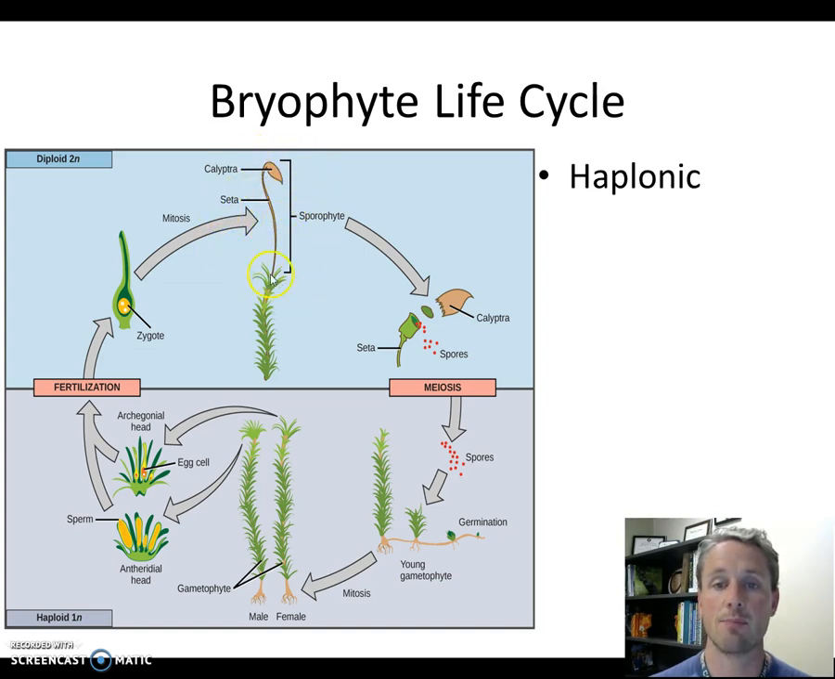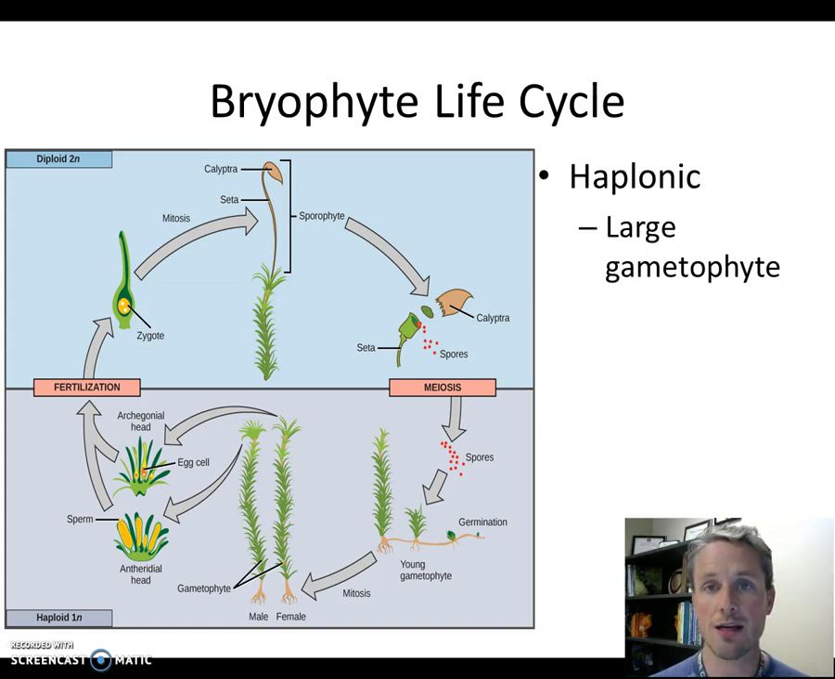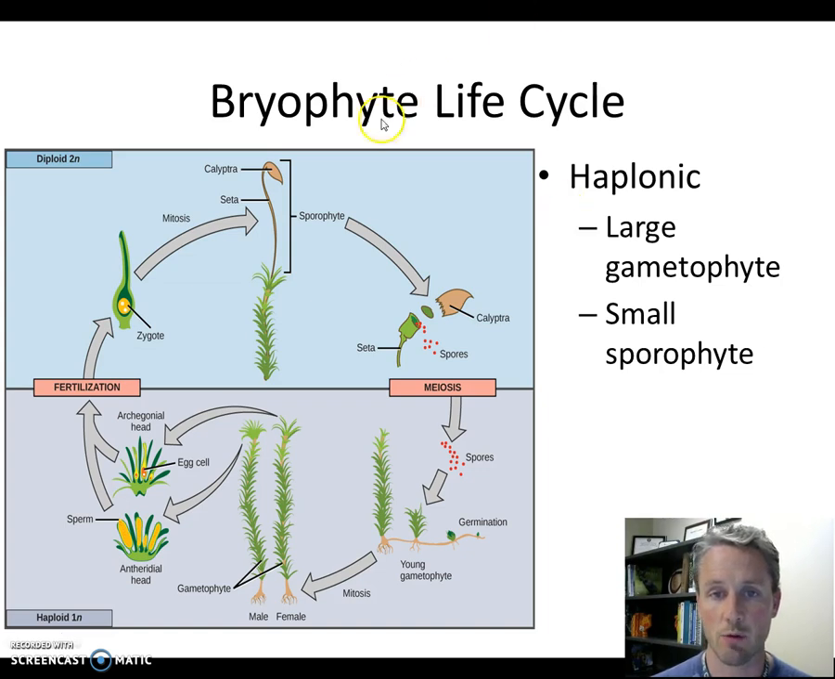The sporophyte is diploid, and it's growing out of the top of the gametophyte. When we look at bryophytes, this sporophyte is really small in comparison to the gametophyte. So that's why we call this, again, a haplonic organism. So again, it has a large gametophyte and a small sporophyte. That sporophyte will develop, releasing spores. Those spores will reproduce, forming the gametophyte in the next generation.